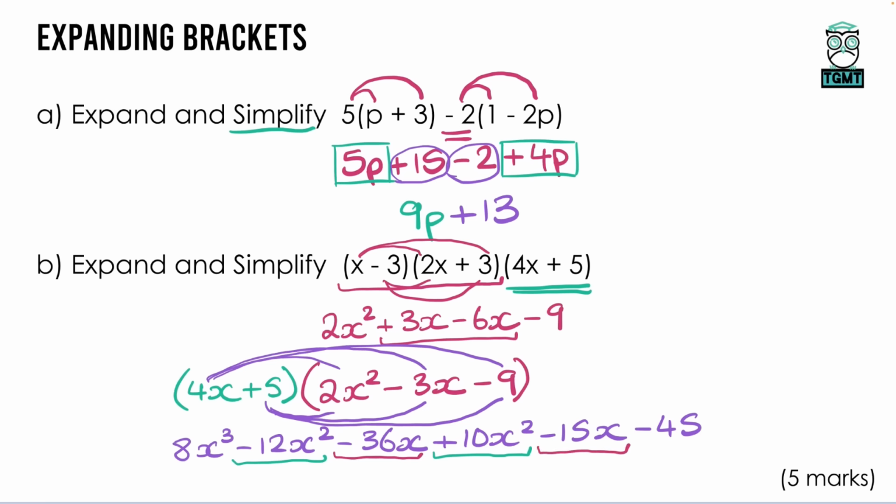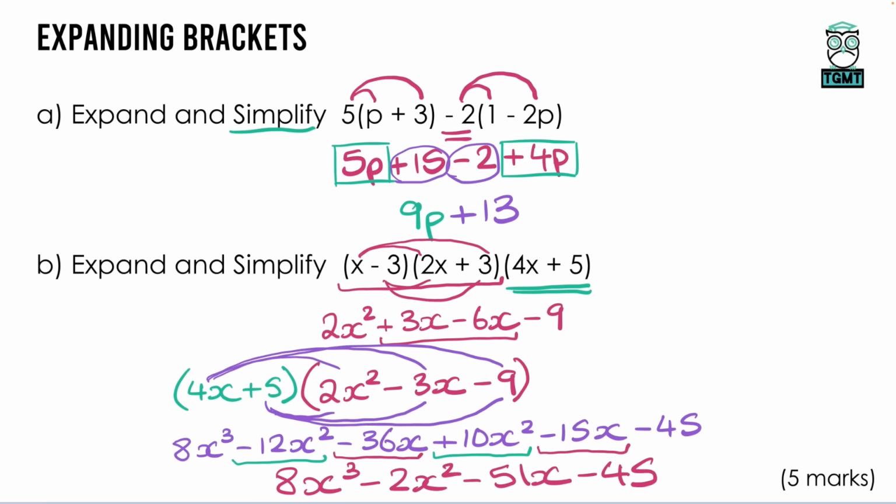So looking at what we have, 8x cubed. The negative 12x squared and the positive 10x squared are going to join up. In total, we have minus 2x squared. We have minus 36x and a minus 15x. In total, that is minus 51x. And then we have the minus 45 at the end, and that is now simplified.